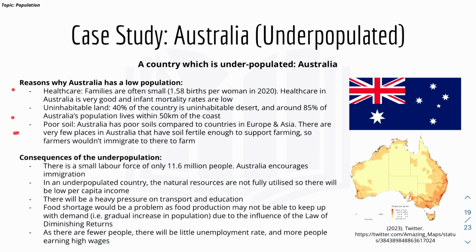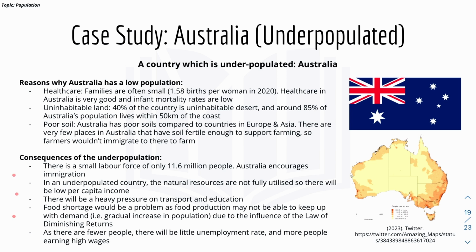And here are reasons why Australia has a low population. So number one, they have good healthcare, so families are often small. And there's, at the center right here, it's just desert, so there's uninhabitable land, as 40% of the country is uninhabitable desert. And they also have poor soil, which means that there are few places available for farming.